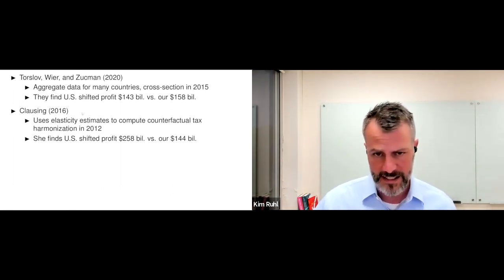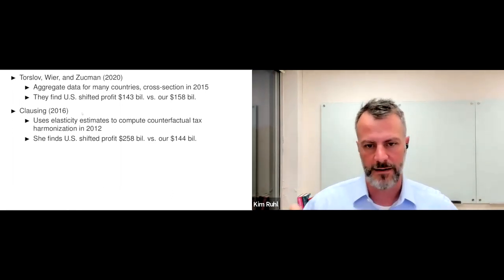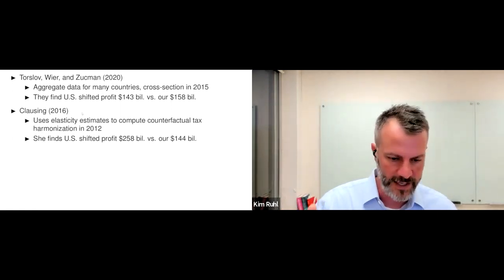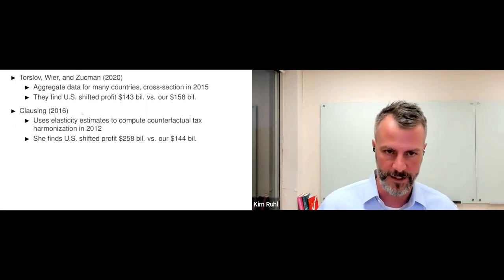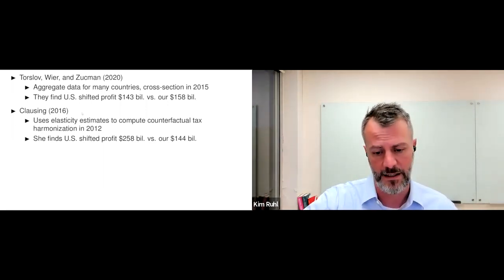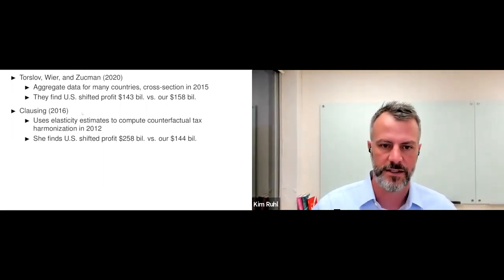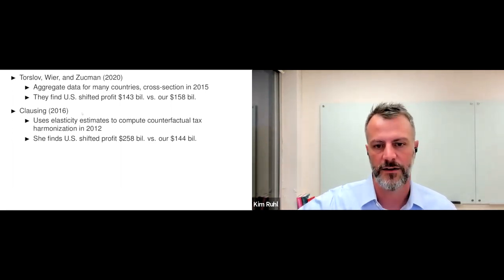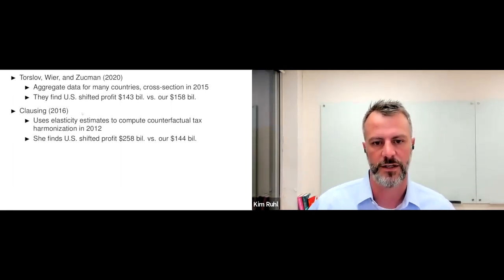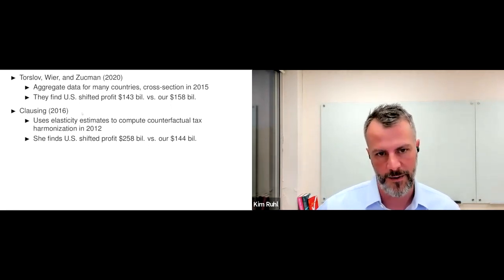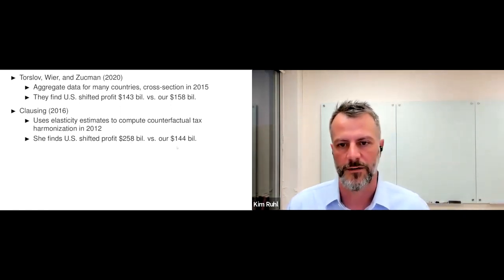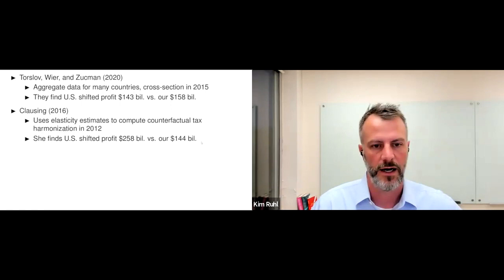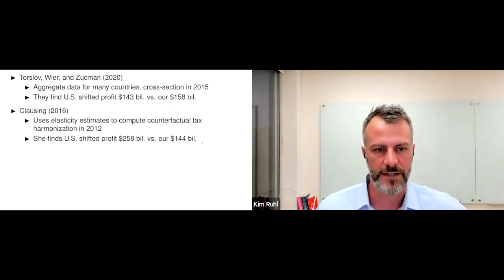So basically, she estimates a set of parameters that says, conditional on or given a differential in taxes across countries, how much profit do we expect to see shifted? And then she takes the given tax system and says, if we harmonize taxes, if we get rid of all differences across countries, how much profit difference is there? Her number is a bit larger than ours, 258 billion for 2012 versus our 144 billion. But that's using, again, a fairly different approach.